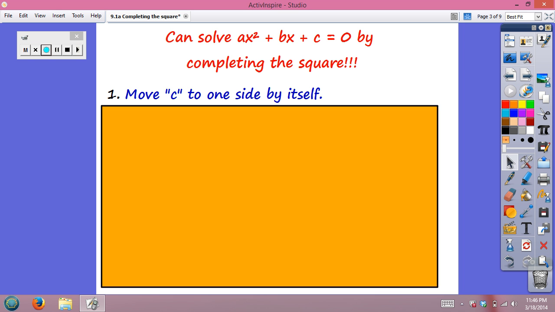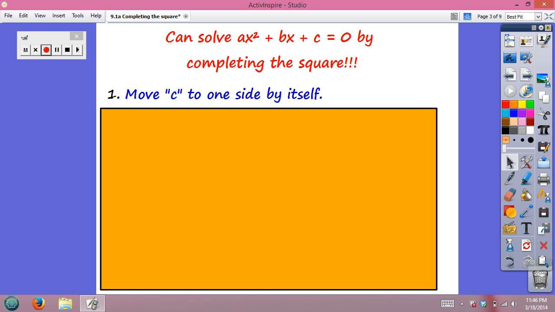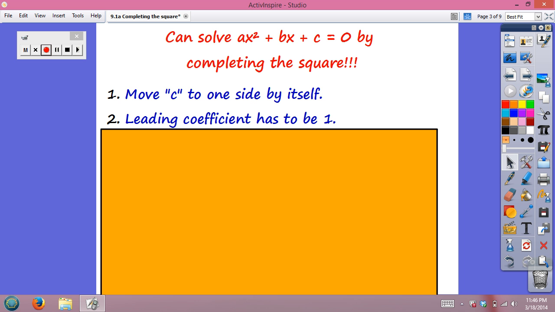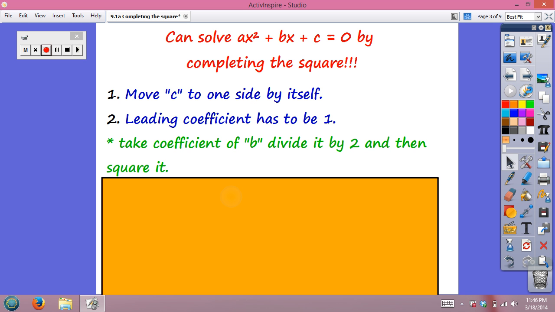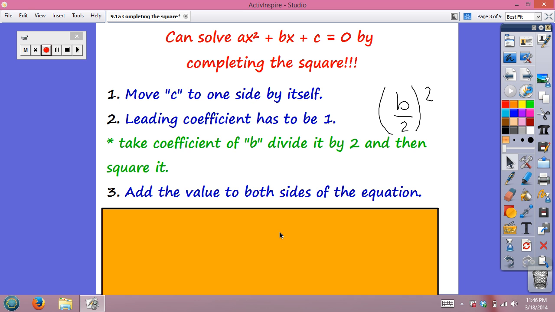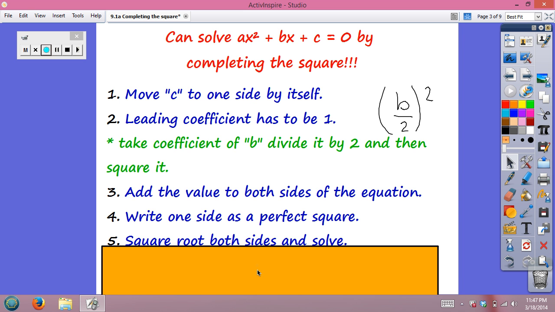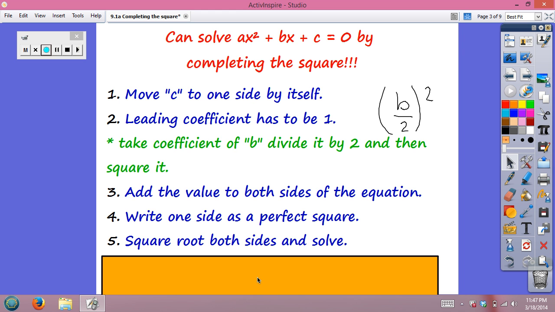So step number 1 is we're going to move the c value to one side all by itself. Step 2 is to make sure that the leading coefficient is 1, and then we're going to take the coefficient of b, divide it by 2, and then square it. So that's where our b over 2 squared equation comes in. The third step is to add that value that we get to both sides of the equation. The fourth step is to write one side as a perfect square. And the fifth step is to take the square root of both sides and then solve for x.